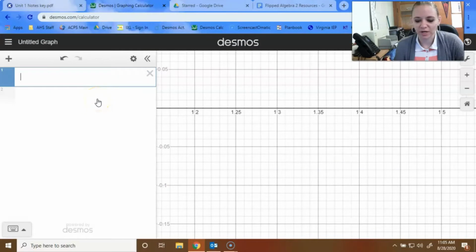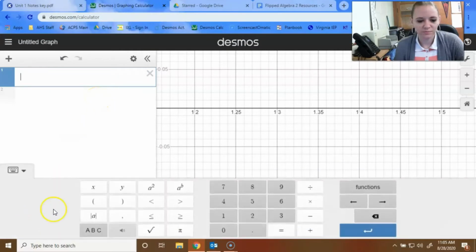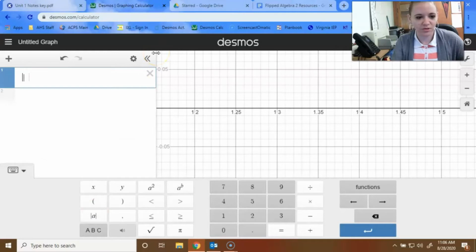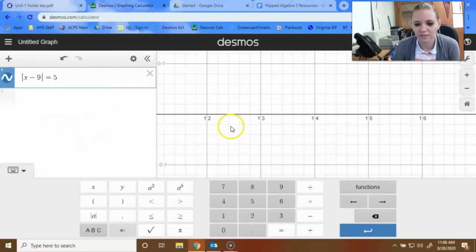Where you can see absolute value, you can pull up the keyboard right here, and absolute value is right here. Also on your Chromebook keyboard, if you look on the right side above the Enter key, you can push Shift and then that key, and it'll give you a straight bar. Also, this will work as well. So it brings up your absolute value bars, and then type in x minus 9. Push the arrow over to show you're done with the absolute value, equals 5. So we're just typing it in how we see it.